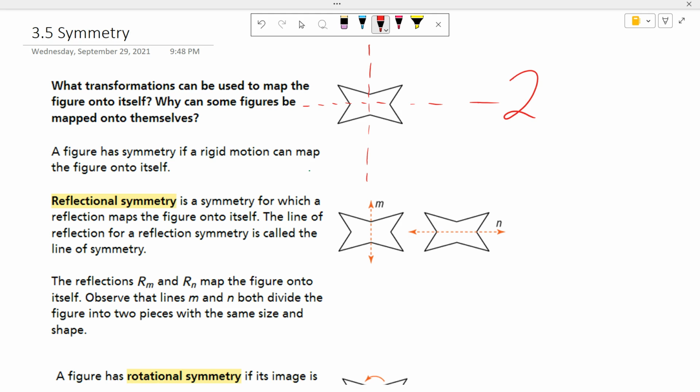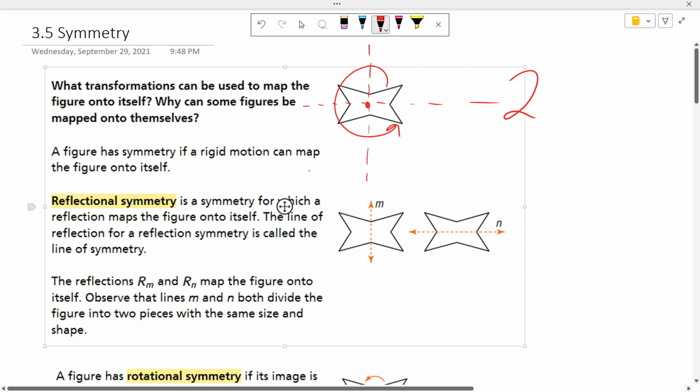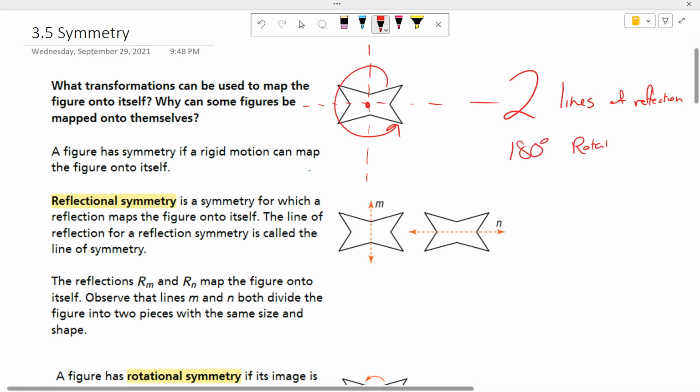Okay. And then if we think about rotating it around its center, if you rotate it a quarter of a turn, it's not symmetrical. But if you rotate it a half of a turn, it is. And then it has 180 degree rotational symmetry, because you can rotate it 180 degrees and it's on top of itself.